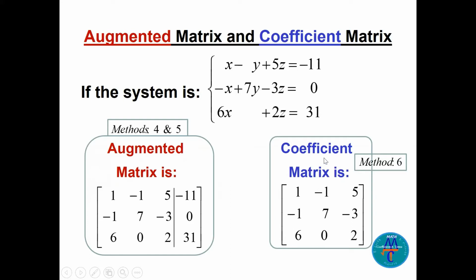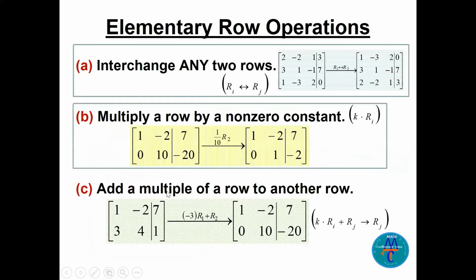So we call this augmented, something large here. Now, the coefficient matrix, we take the coefficients of the X and the Y's and the Z without the constant. So we have like this 3 by 3. This is method number 6 after we finish method 4 and 5. So we call this coefficient matrix. This one is called augmented matrix.